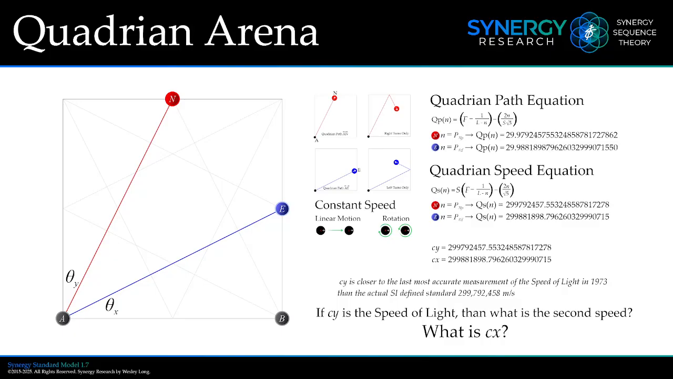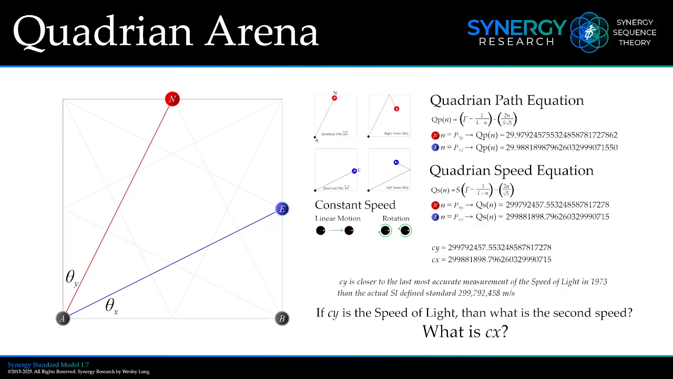Let's break it down. We begin with two symbolic equations: one, the Quadrian path equation, and two, the Quadrian speed equation, QSN. These functions are built from earlier parameters, the angular limit, f, the limit value, L, and the symbolic multiplier involving 2n square root of 5. The only difference between path and speed is the inclusion of a scale factor, s, bringing dimensionality into play.